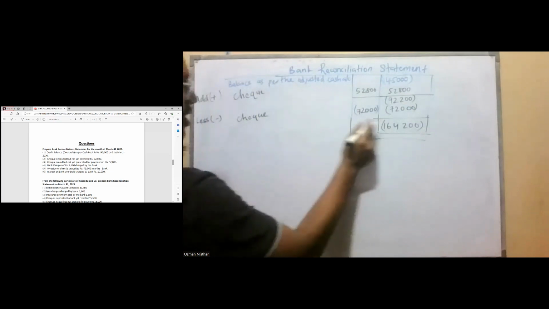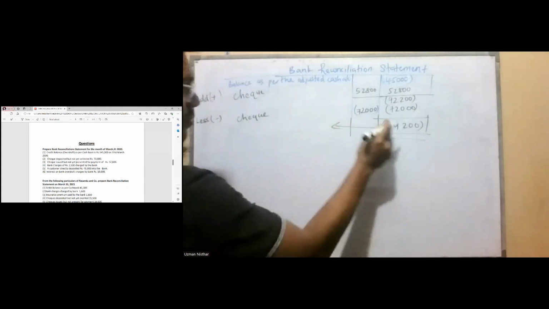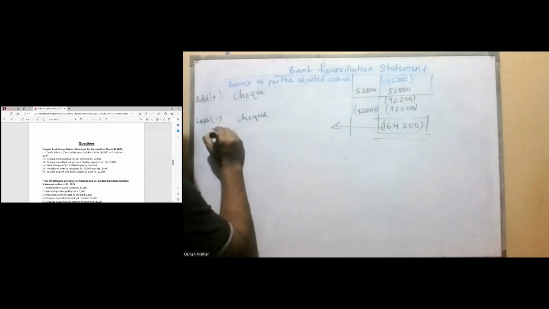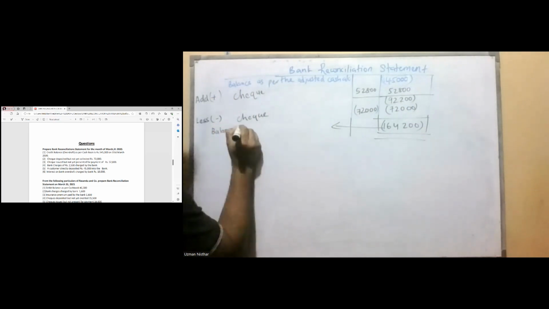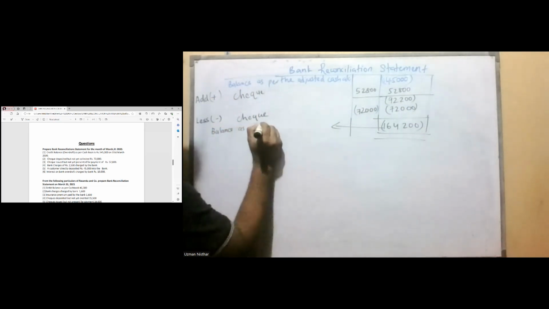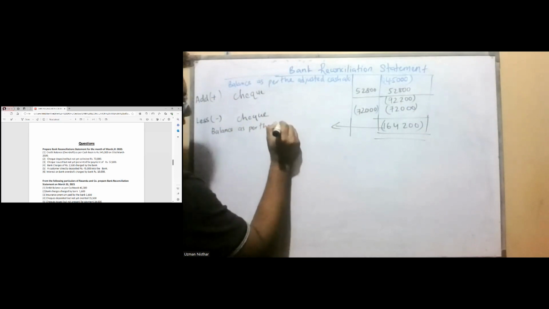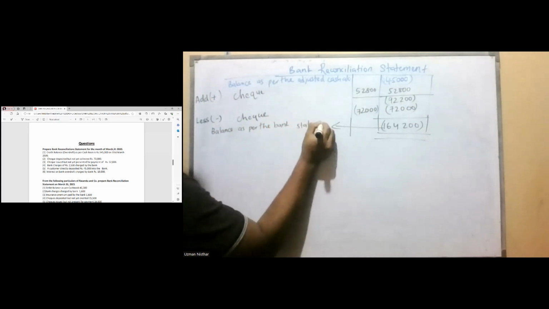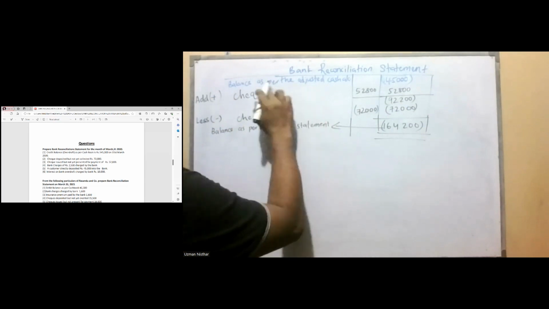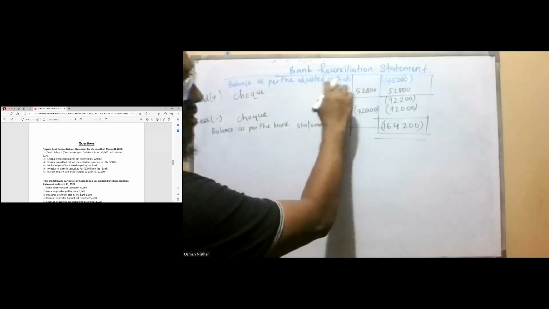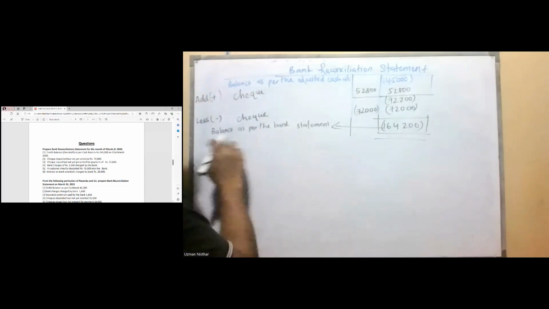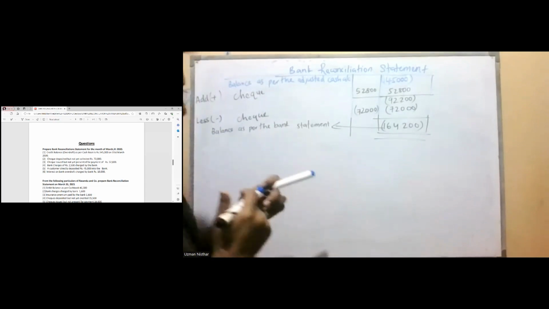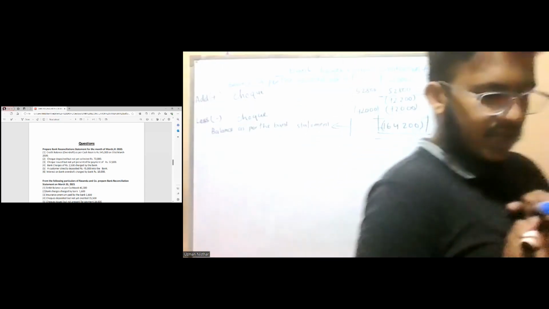This one we call the balance as per the adjusted cash account, and here we write the balance as per the bank statement. Okay, that's the first question.